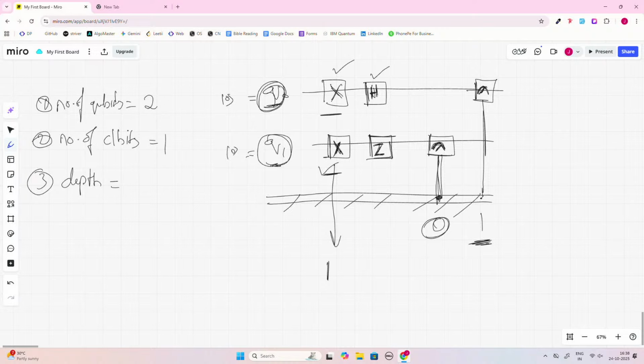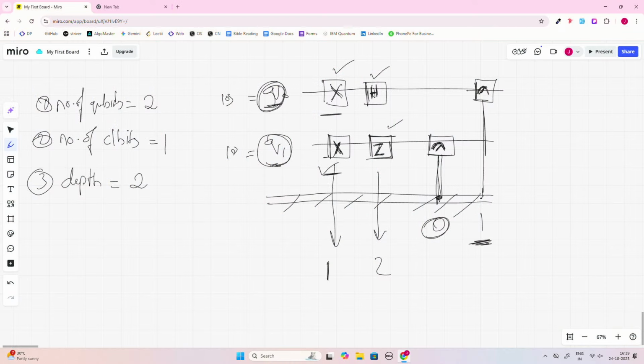Same here. Hadamard and the other gate. Can they execute in parallel, or is there any connection between them? There is no connection, so they can execute in parallel at the same time. This comes under level 2. So the depth of the circuit is 2. Okay. The operations which can execute in parallel at the same time, simultaneously, I will call that 1 level. Okay. Simple. Fourth one, length.